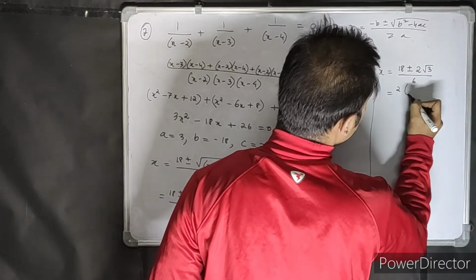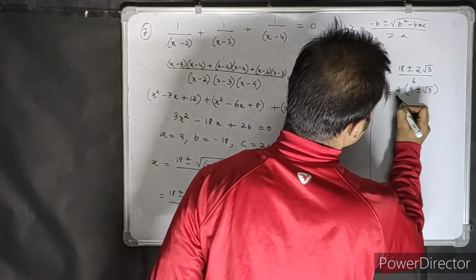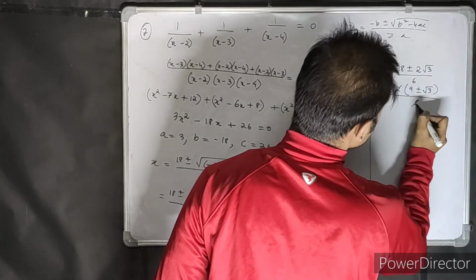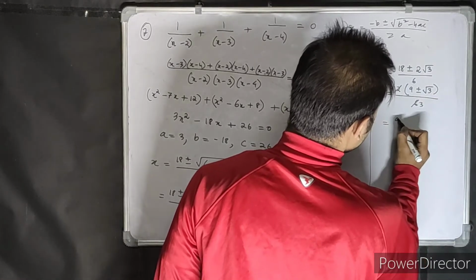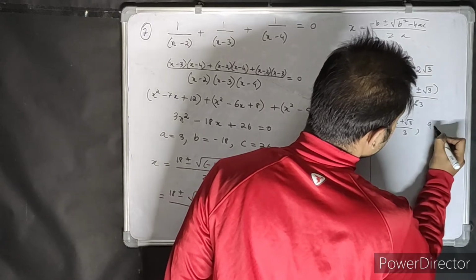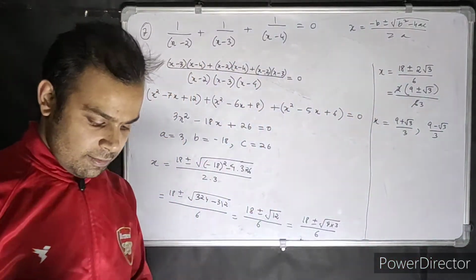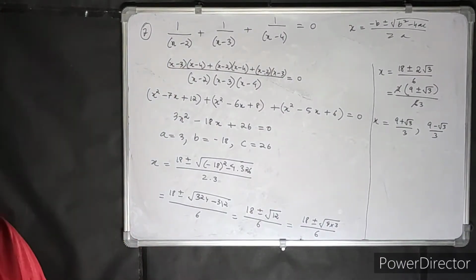Take out a 2 common. 2 9s are 18 plus minus root 3 by 6. 2 1s are 2, 2 3s are 6. So that is 9 plus root 3 by 3 comma 9 minus root 3 by 3. So these are the two values of x.